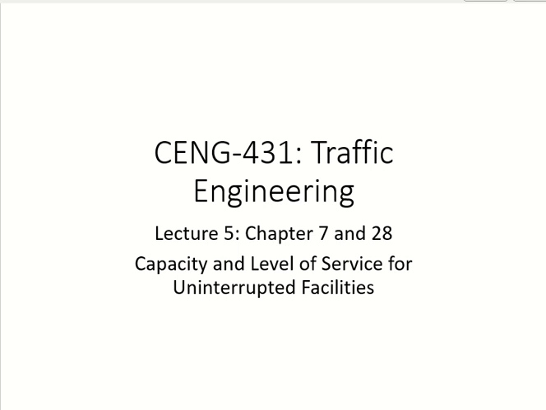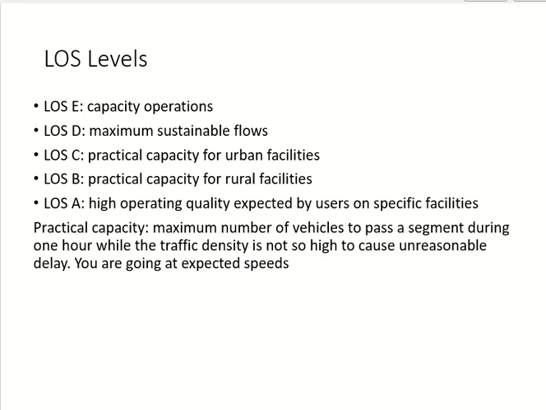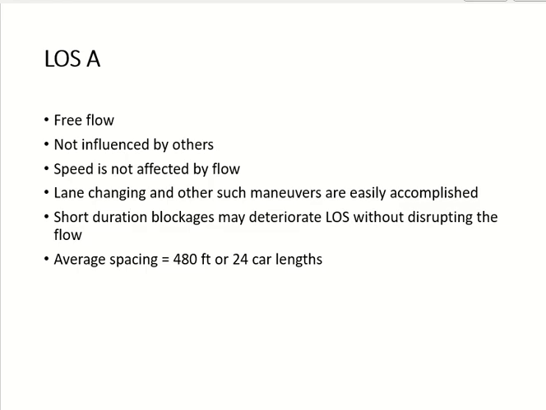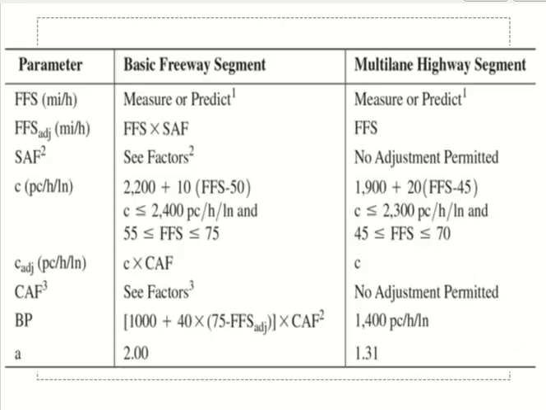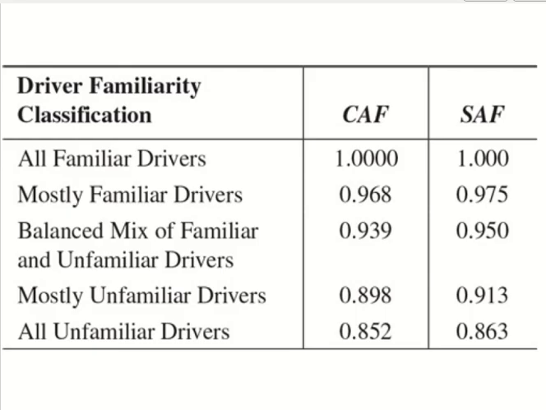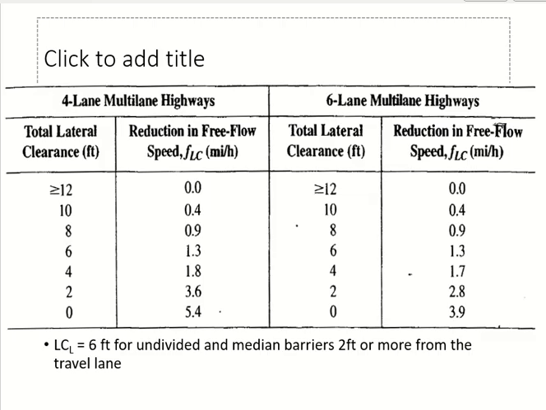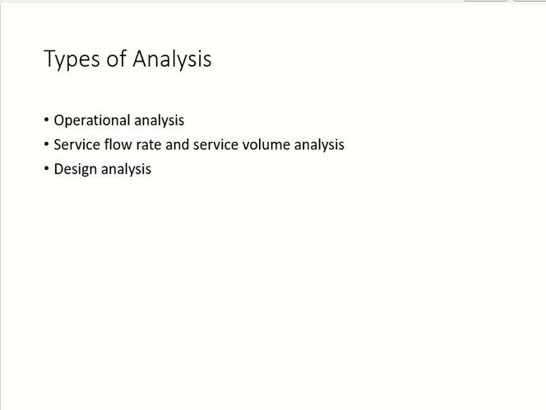Okay, we are going through the capacity and level of service analysis for uninterrupted flow facilities. We defined them, we looked at the definitions, the properties, the definition for each level of service, a speed flow curve, and the adjustment factors. Last time we were talking about the free flow speed calculation, and again to remind you that you don't need to do it for your projects because you have observed free flow speed.